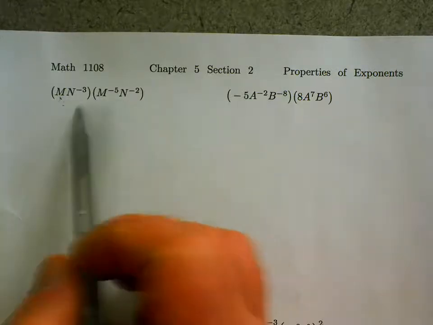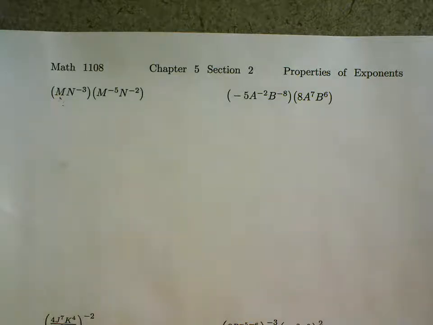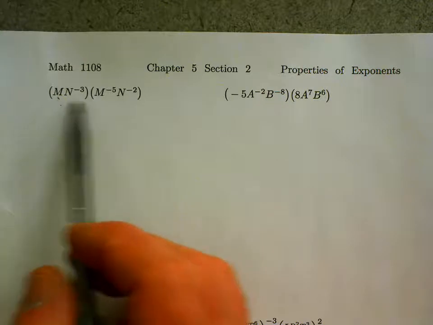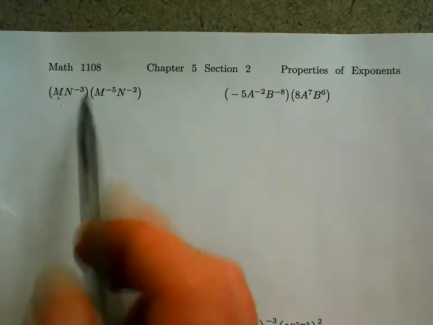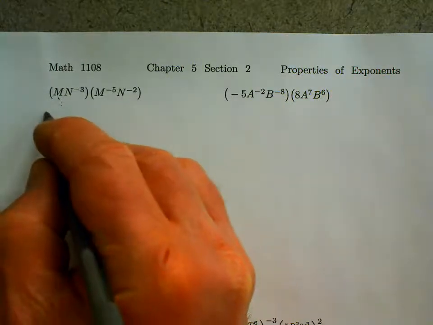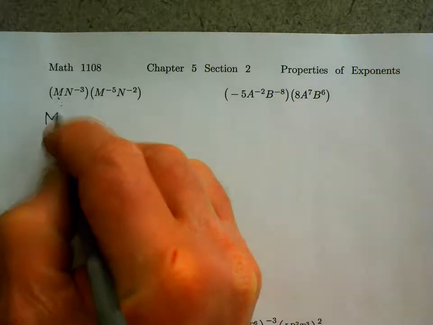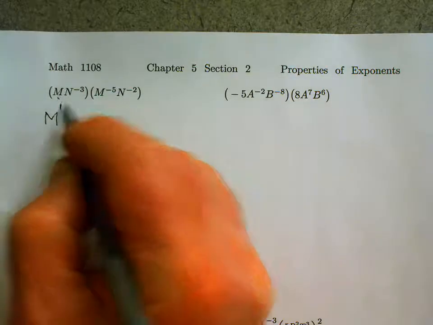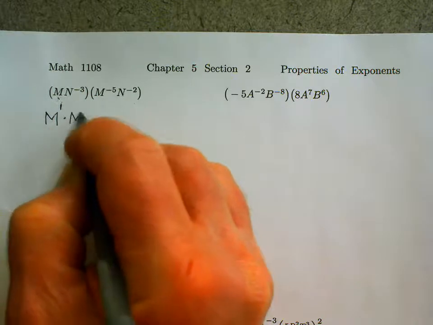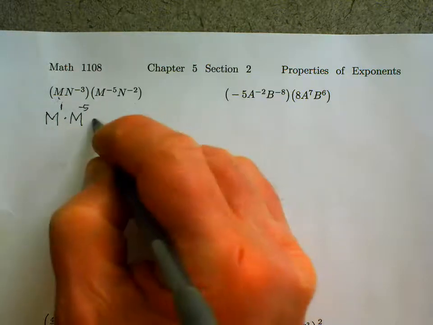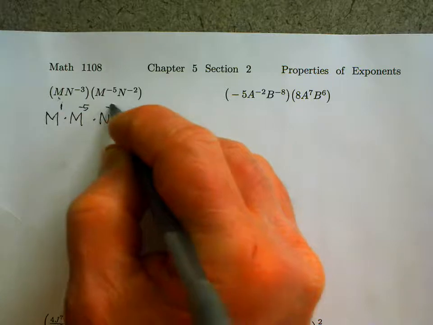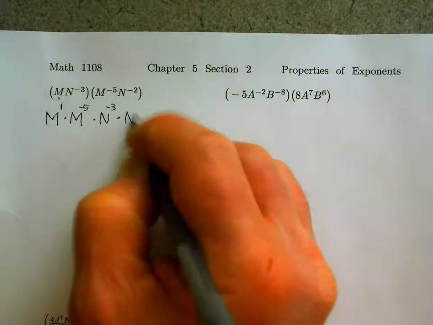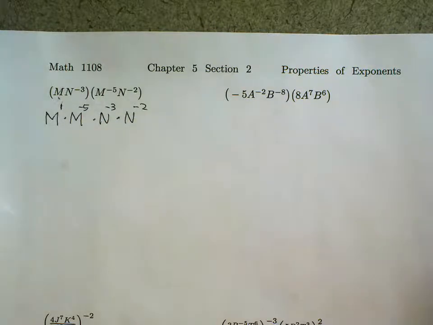So in the end, we want each variable to appear once only, and we want its exponent to be positive. So we can rearrange the terms since we're just multiplying. We can rearrange this so that we have m to the 1st times m to the -5 times n to the -3 times n to the -2.